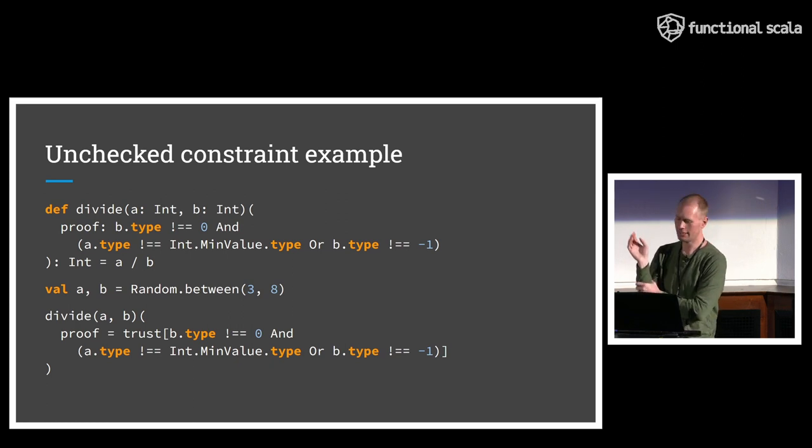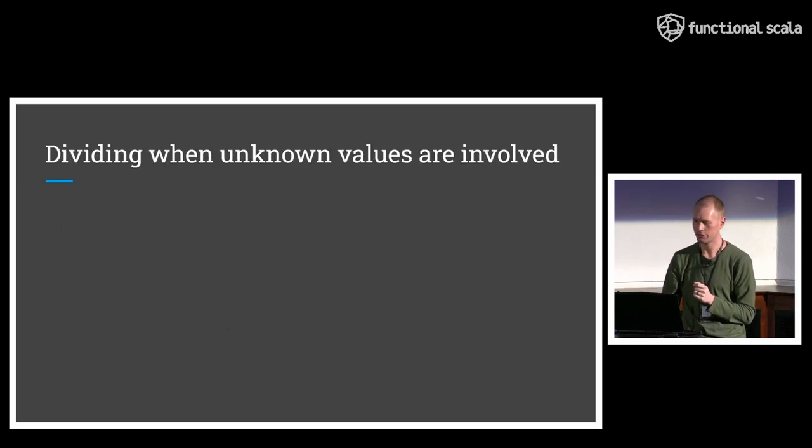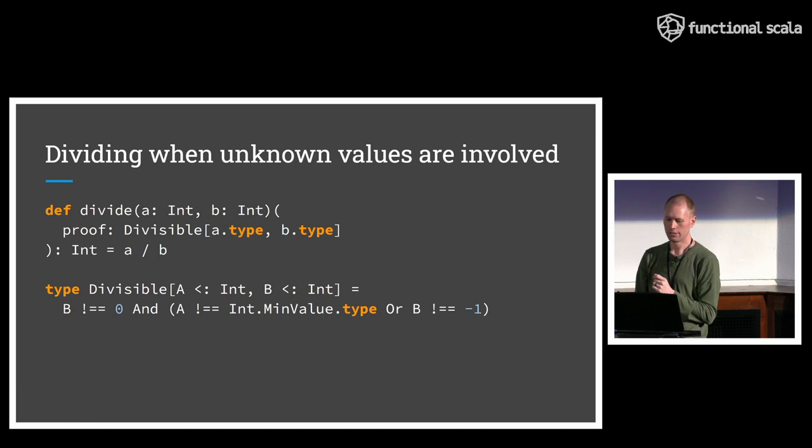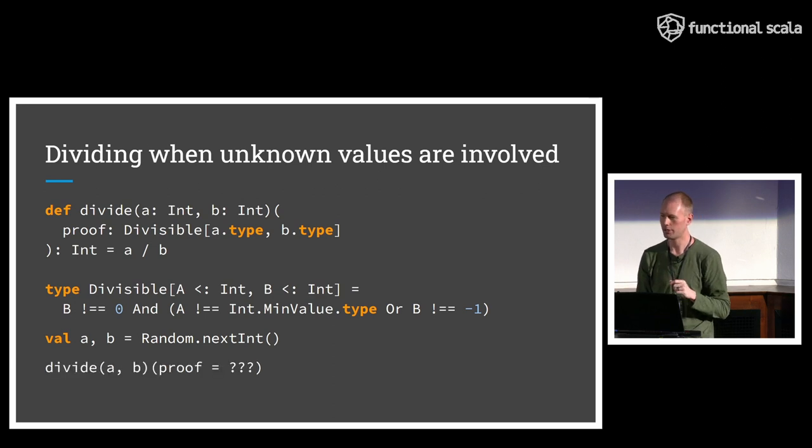And so that kind of works nicely, but what if we have unknown values? So let's create a type alias because it gets kind of long. So divisible is the same thing as our non-zero and non-overflow values, but takes up less screen space. So now let's say we have an A and a B, they're both random ints, and we want to call divide.